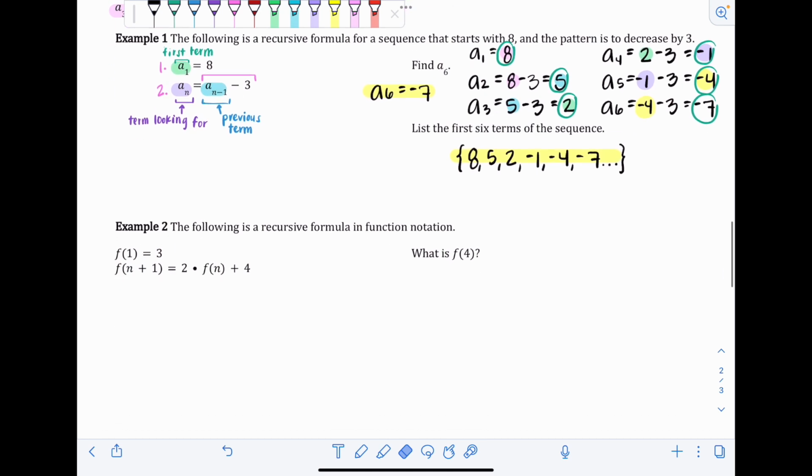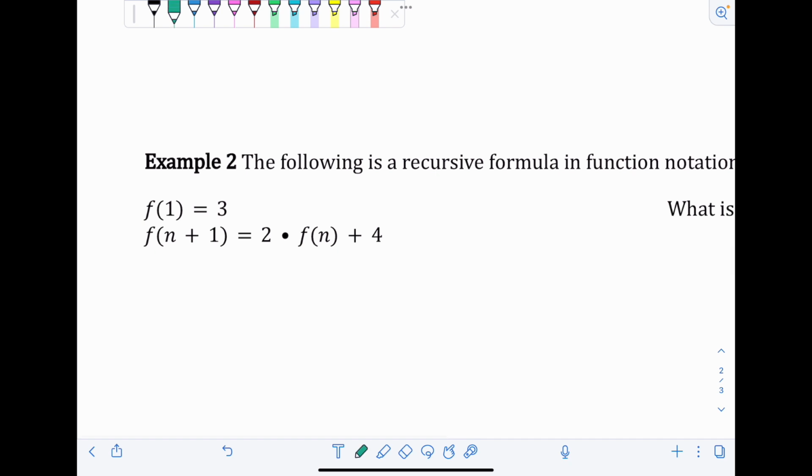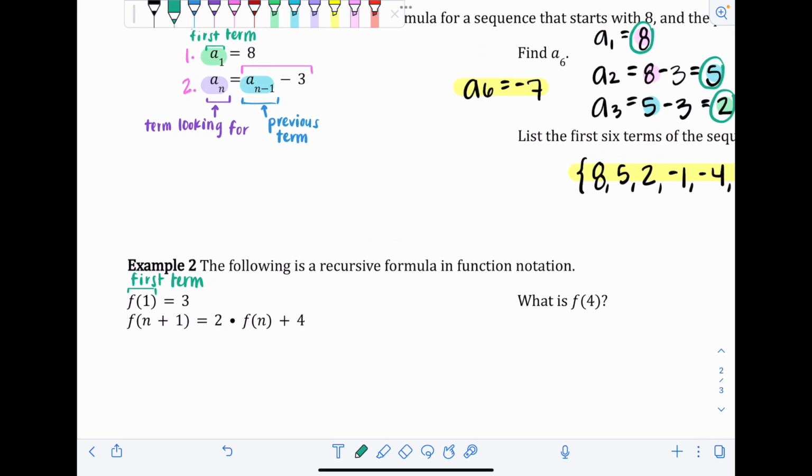Okay, and then this is the last example. So example 2, the following is a recursive formula in function notation. So it is the same thing, it's just written in a different notation. So this first part right here, f of 1, that's the first term. And then I'm actually going to zoom out so we can look at them together. So that f of 1 is the same thing as A1. It's the first term. And then here is where the part's a little bit different. But f of n plus 1 is going to be the next term, or the term that you're looking for.